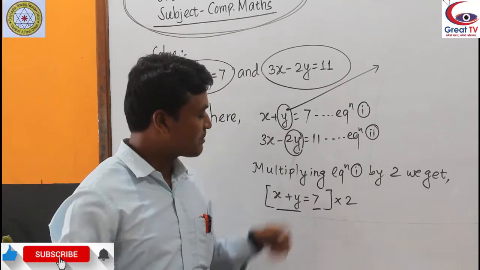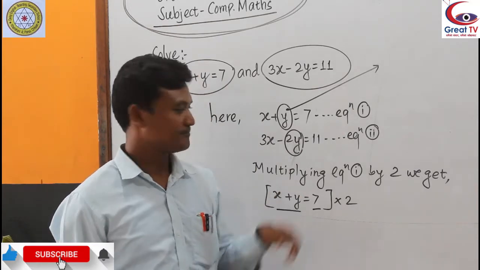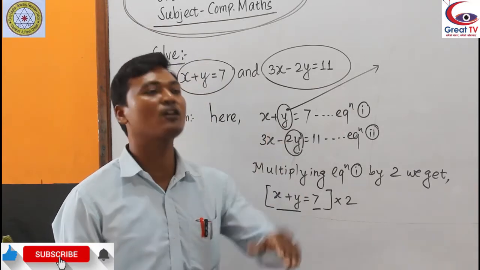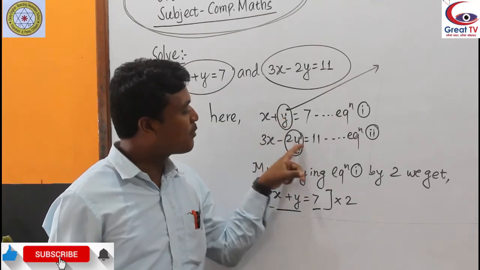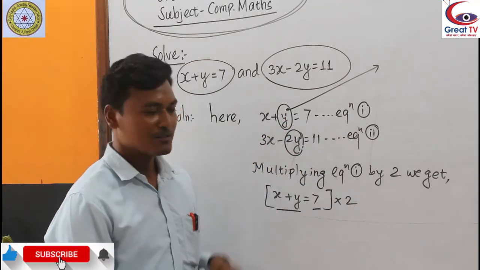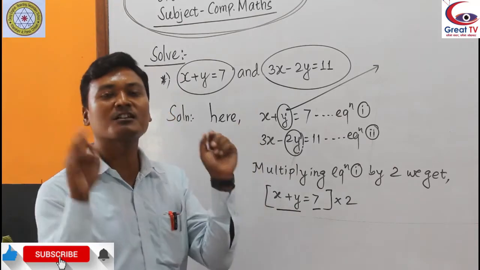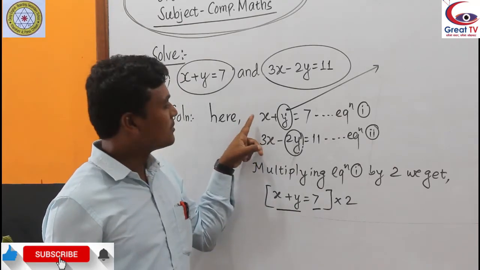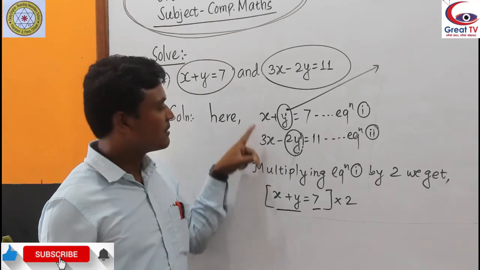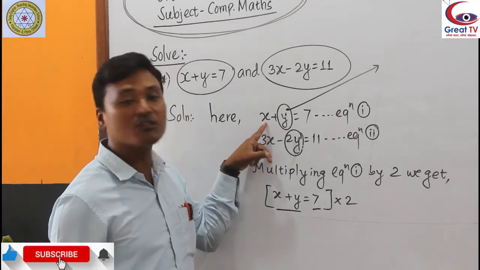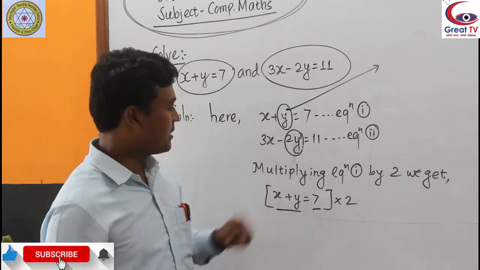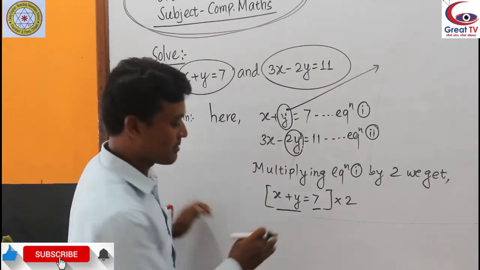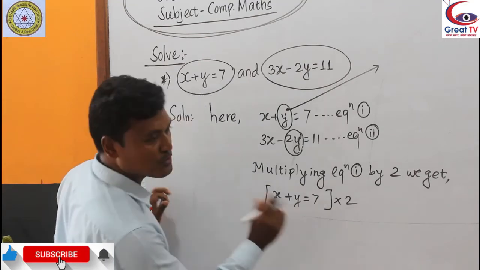So we can ask why we are multiplying by 2. Sometimes we can multiply by another number also. Here we are multiplying by 2 because 2 makes the coefficient of y the same. If you are solving by eliminating the x variable, then here you should multiply equation first by 3, because the first one has 3x. But here we are solving by eliminating the y variable. So let us multiply this by 2.